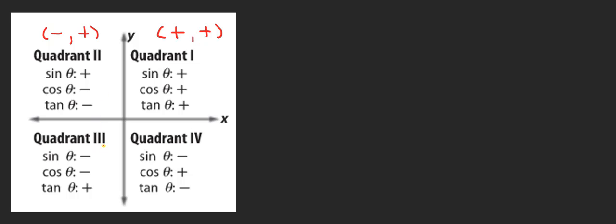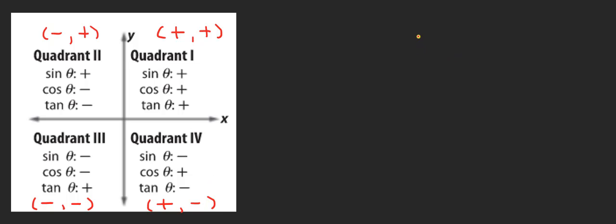In the third quadrant, both x and y are negative. Therefore, only the tangent and the reciprocal of tangent, which is cotangent theta, is positive, and all the others will be negative. In the fourth quadrant, x is positive and y is negative. Therefore, only the cosine theta and the reciprocal, which is secant theta, is positive. All the others will be negative.